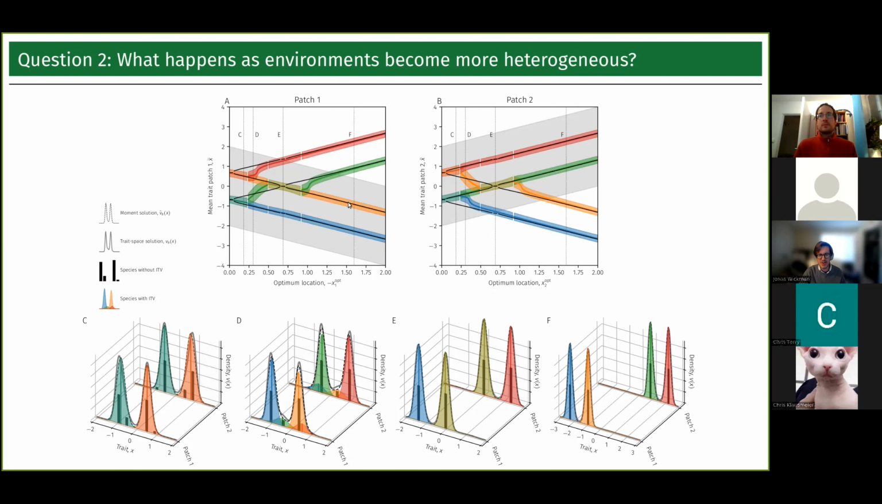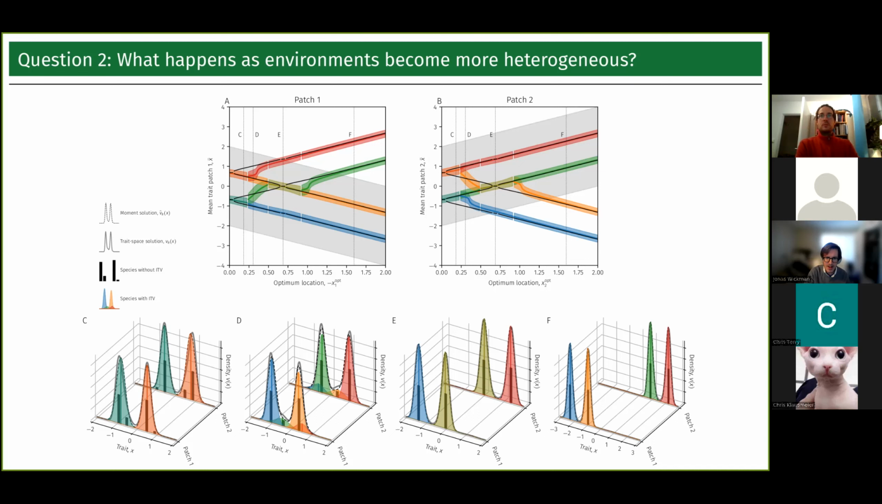But as the patches continue being more and more different, they become almost functionally disconnected. The weak dispersal just serves as a little bit of extra mortality on both patches, and what we end up with is a blue species and an orange species on patch 1, and a green species and a red species on patch 2, and they have virtually no density on the other patch. And they also exhibit virtually no local adaptation on either patch.